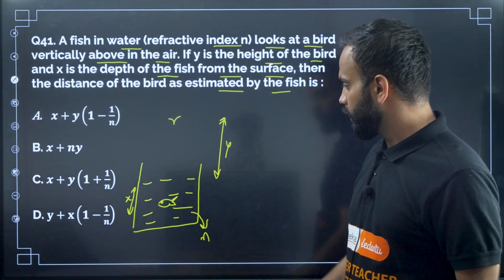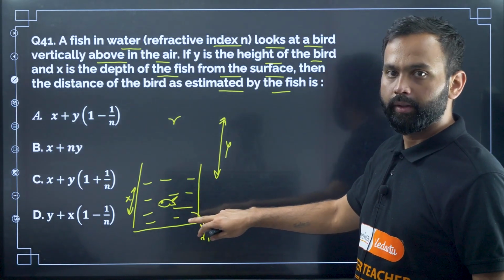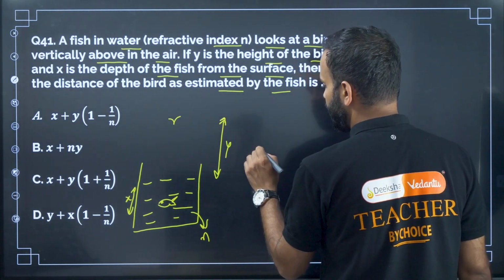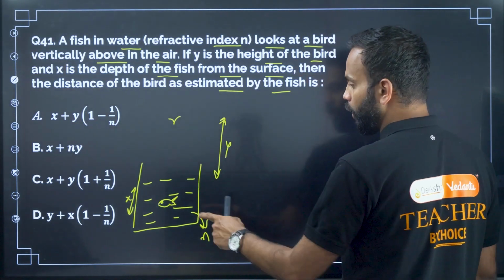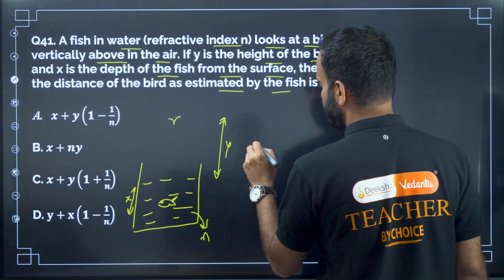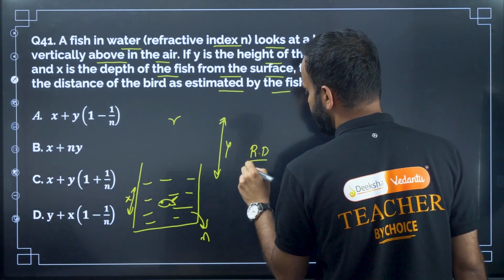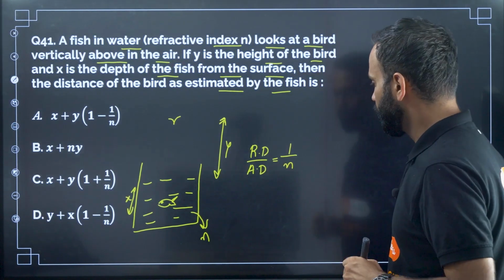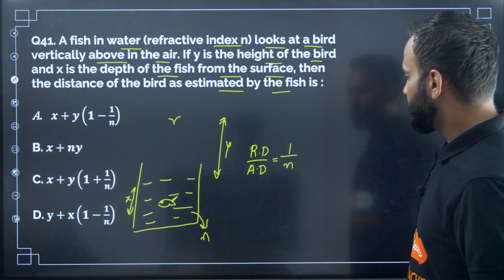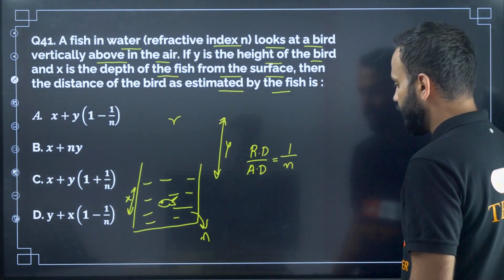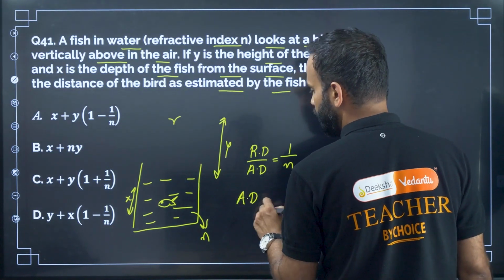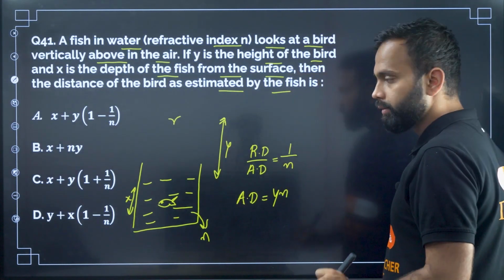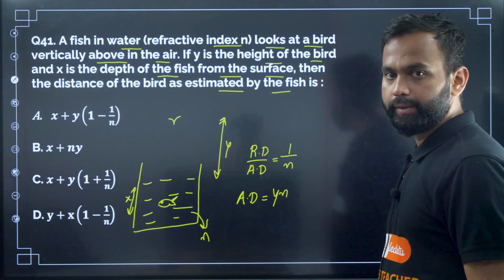Here the observer is in the denser medium and the object is in the rarer medium. We know that refractive index is real depth divided by apparent depth, but since the observer is in the denser medium, real depth divided by apparent depth is equal to 1 by n. Understood? We need to find the apparent depth. Apparent depth is equal to real depth into n. The real depth is y, so apparent depth is y into n.